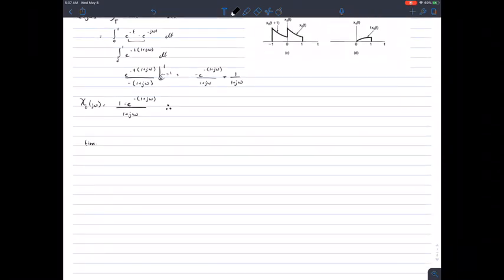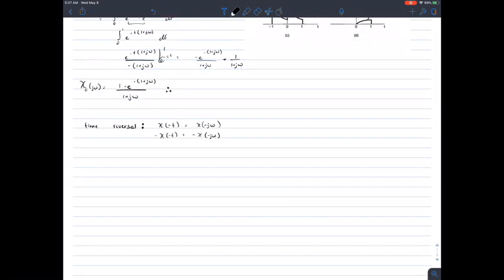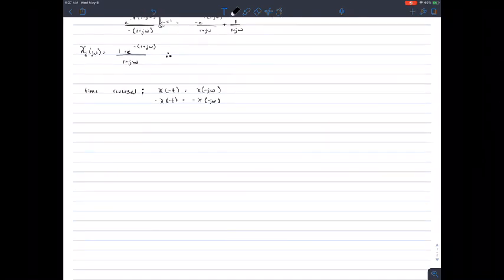So as discussed earlier, time reversal is going to be x of minus t is equal to x of negative j omega. Then negative x of negative t is equal to negative x of negative j omega. So you're just going to be subtracting the time reversal of the original. Okay, so let's go ahead and do that.